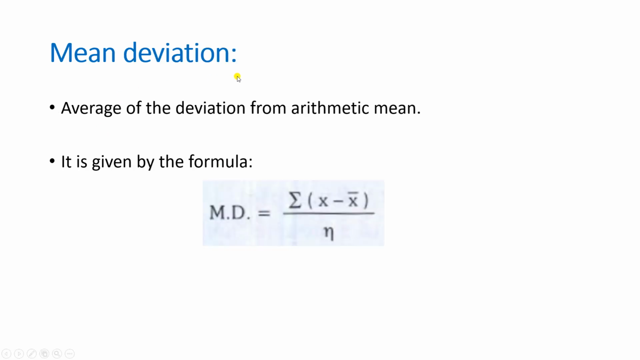The next one is mean deviation. Here the average of the deviation from arithmetic mean is measured, and this is the formula. So if we have a data set, we have different observations, we can take the mean value of it. We know already how to calculate the arithmetic mean, and then we look at how individual data is different from the mean value, and we take the average of that difference.